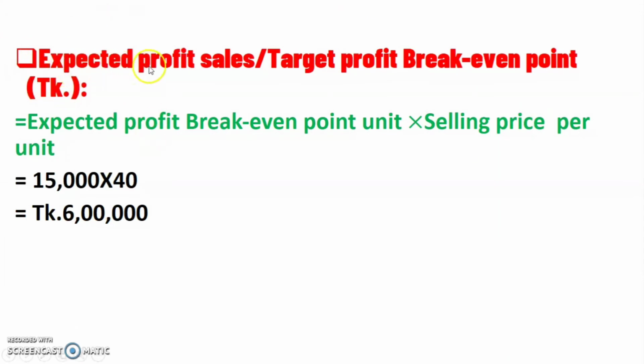Now we calculate expected sale or target profit break-even point in taka. Expected profit break-even point taka equals expected profit break-even point unit into selling price per unit. Here, expected profit break-even point unit equals 15,000 into selling price per unit equals taka 40. After calculation, the value will be taka 6 lakhs. This is the expected profit sales amount.